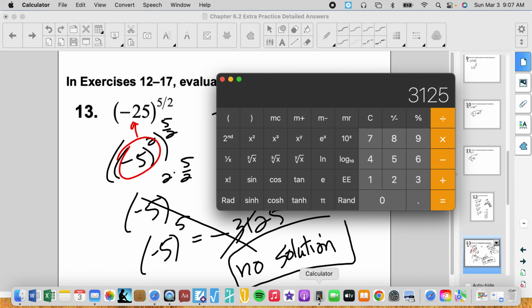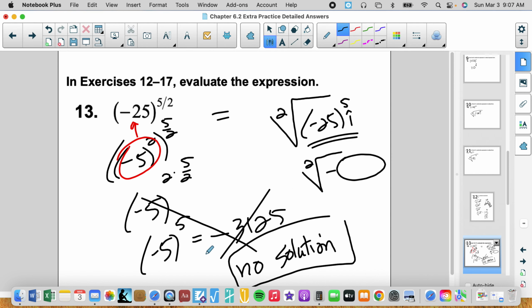So if we do 25, let's do 25 negative, and let's take the square root: not a number. So we'll write not a number. It's an imaginary number.